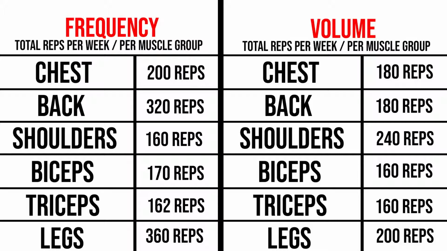So if you take a look below that, you'll see the totals for the high frequency training split. And you can see here that they have trained chest 200 reps, biceps 110, triceps 162, shoulders 160, legs 320, along with 40 reps of calves, which is again a leg exercise, and 320 reps for back.